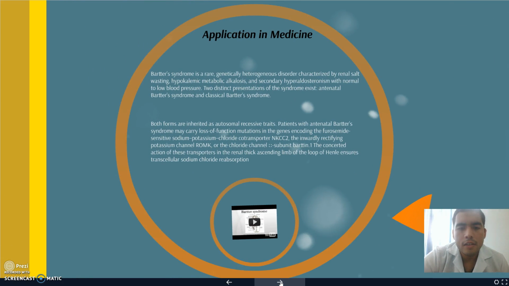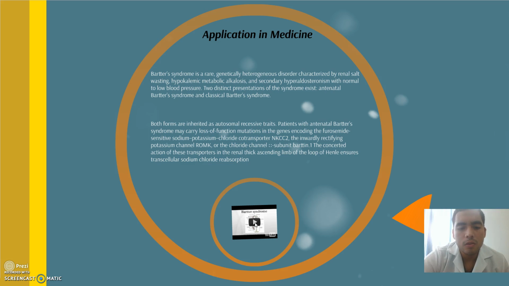Bartter syndrome is a rare genetically heterogeneous disorder characterized by renal salt wasting, hypokalemic metabolic alkalosis, and secondary hyperaldosteronism, with normal to low blood pressure. Two distinct presentations of the syndrome exist: antenatal Bartter syndrome and classic Bartter syndrome. Both forms are inherited as autosomal recessive traits. Patients with antenatal Bartter syndrome may carry loss-of-function mutations in the genes encoding the furosemide-sensitive sodium-potassium-chloride cotransporter, the inwardly rectifying potassium channel ROMK, and the subunit barttin. The concerted action of these transporters in the renal thick ascending limb of the loop of Henle ensures transcellular sodium chloride reabsorption.